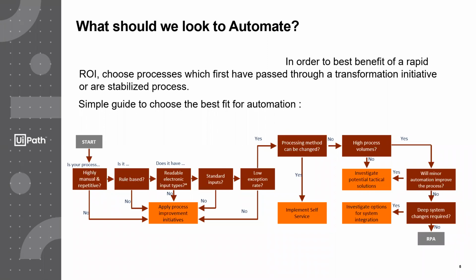If it is a no, we check if there is a high process volume. If it is no, then you investigate the potential tactical solutions. Why is this not a high process volume? Or why are we choosing a process which does not have the kind of volume that we require? Will minor automation improve the process? Minor automations could be anything, right? A small VBA macro. If it is required, then first initiate the VBA macro and then come back again and go ahead. And then check whether deep system changes are required.